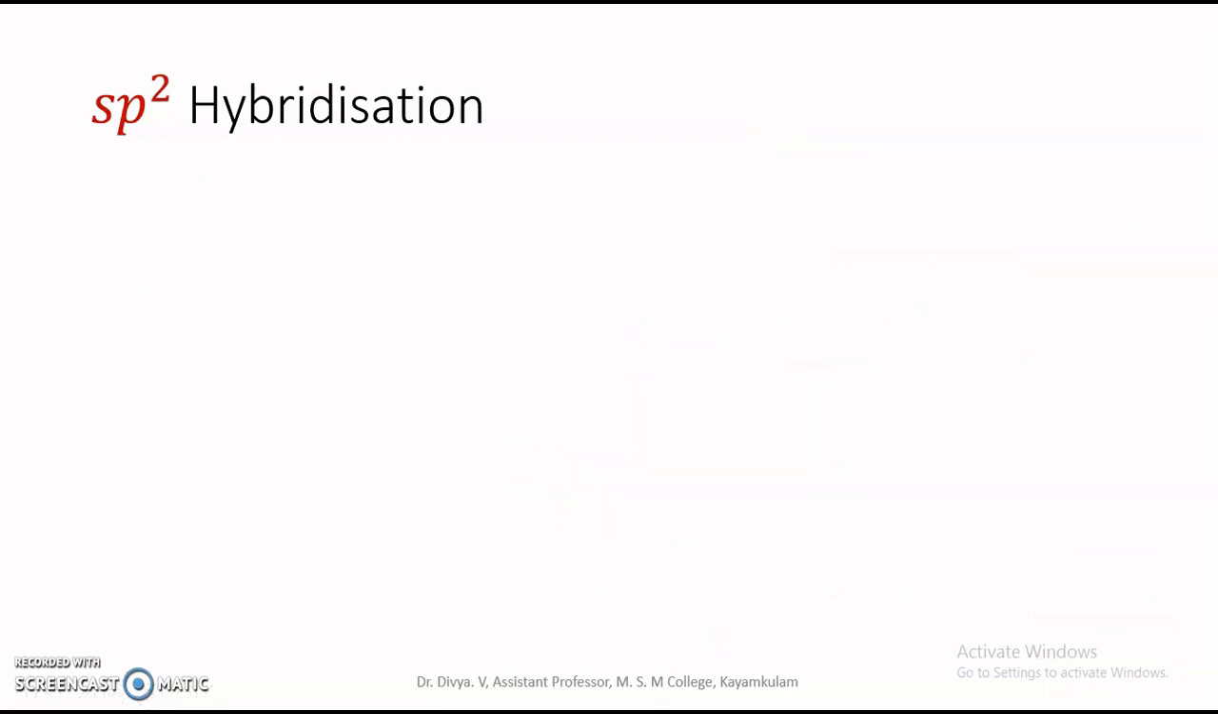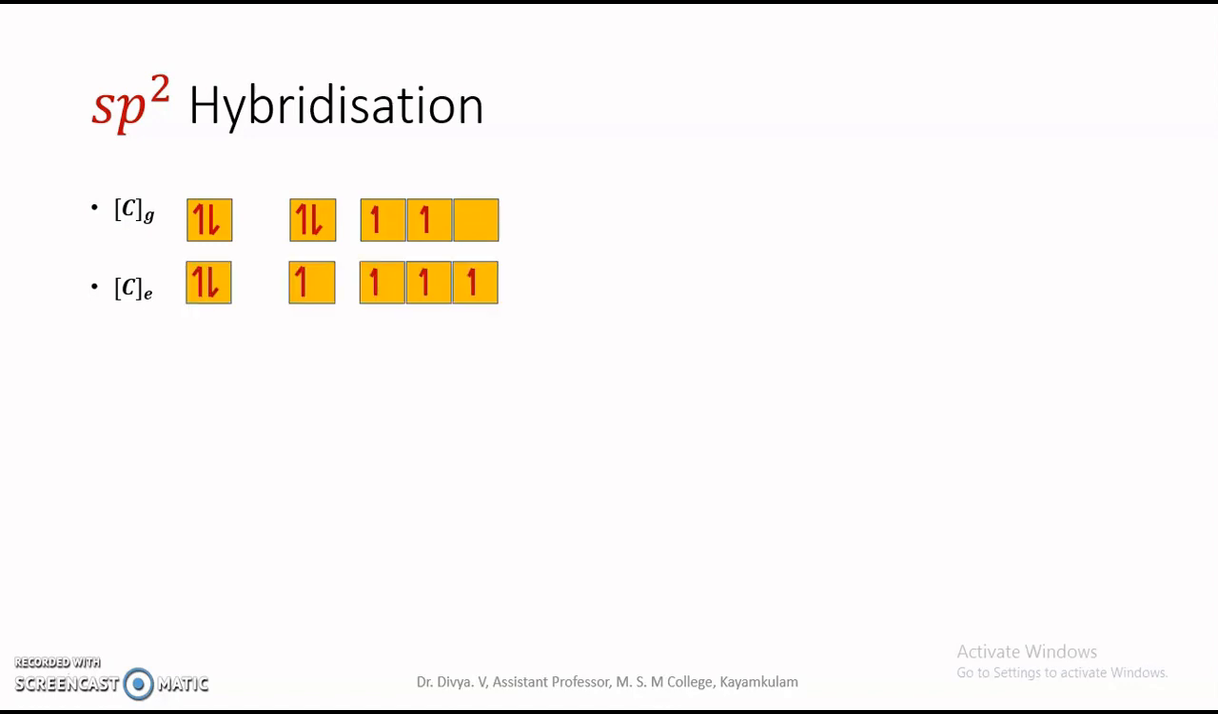Now let's see sp2 hybridization. This is the speciality of carbon: carbon exists in 3 different types of hybridized state. The first one is sp3, then sp2, and another one is sp hybridization. Now let's see the sp2 hybridized state of carbon. This is the ground state electronic configuration of carbon, and this is the excited state configuration.